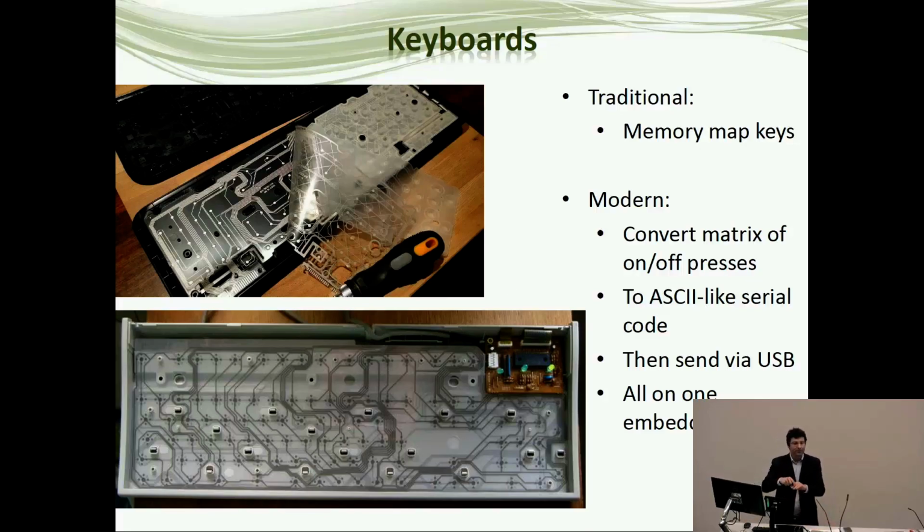Every key would be memory mapped, so there'd be a particular location that appeared as a bit of RAM, and if a key was down, that location would have a 1 in it, and if the key was up, it would have a 0 in it. So to read your keyboard, you could just do a load from that part of RAM, effectively, and see whether the key was up or down. Nowadays, things are much more complicated.